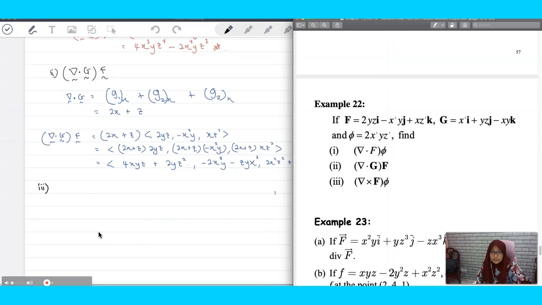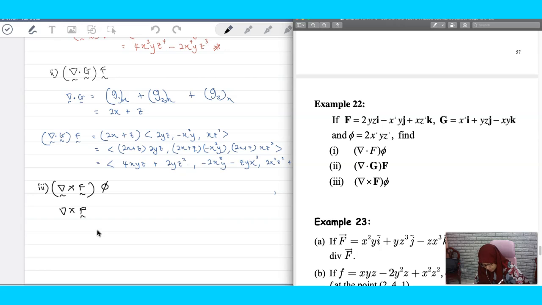Okay, the third one, we have the curl of F. It gives you a new vector, and that vector is then multiplied by the scalar function. So, firstly, we want to solve for the curl: i, j, k, del/del x, del/del y, del/del z, and F components 2yz, minus x squared, xz squared.